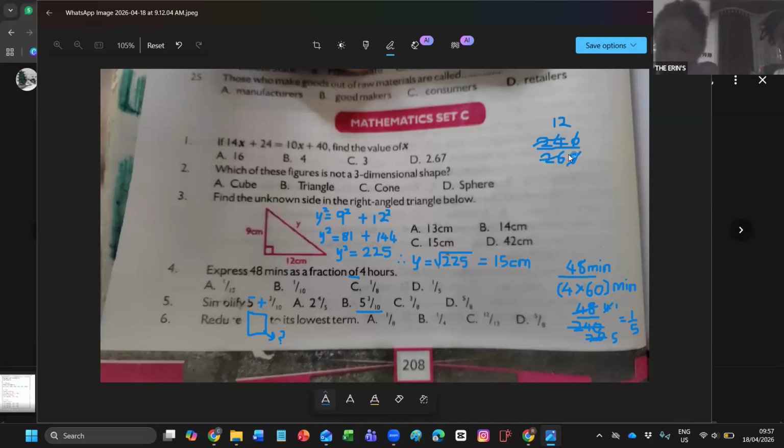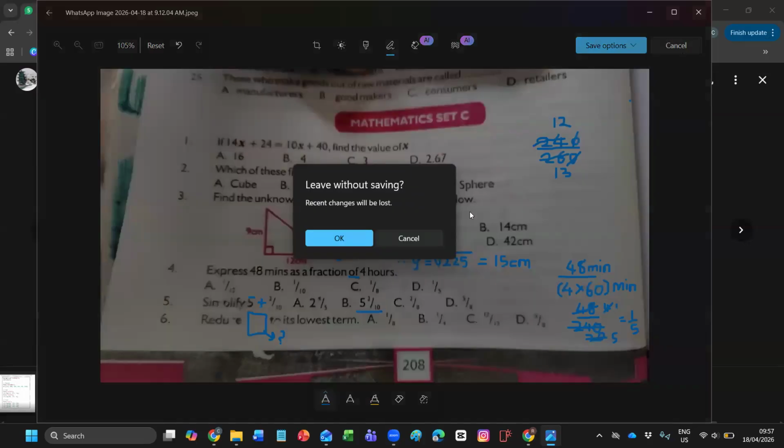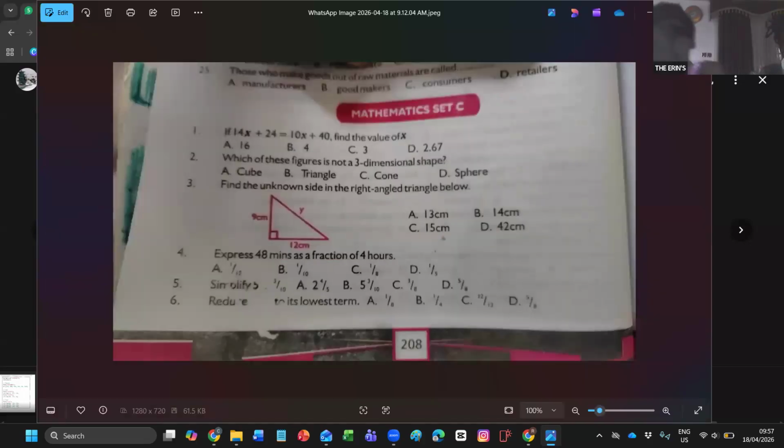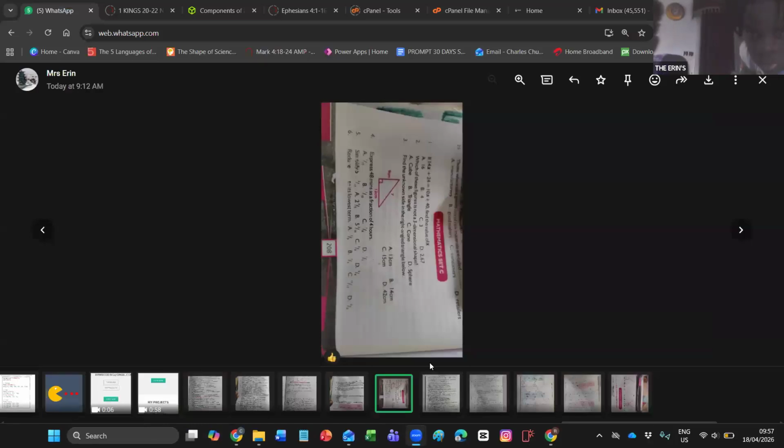Okay. All right. So I think we can close this and go to the next one. Okay, number 7. The place value of 5. Faith, answer. Sorry, I'm moving to the next page. What is the place value of 5?